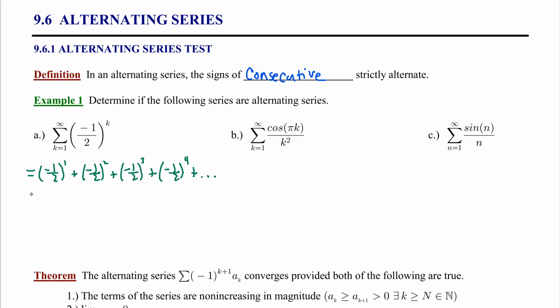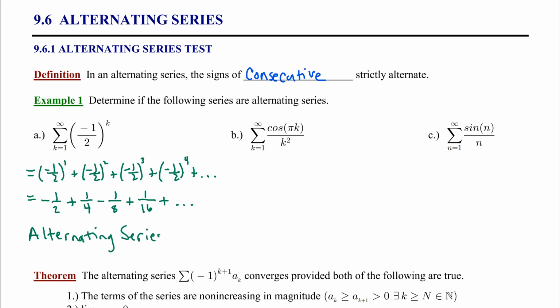When we have a negative number raised to an odd power, the result is negative. So the first term is negative. The second term, we have a negative number raised to an even power that gives us a positive result. The third term is a negative number raised to an odd power, so it's negative. Now, you can see that every other term is going to alternate between an even power and an odd power, so every other term switches sign. Therefore, this one is an alternating series.